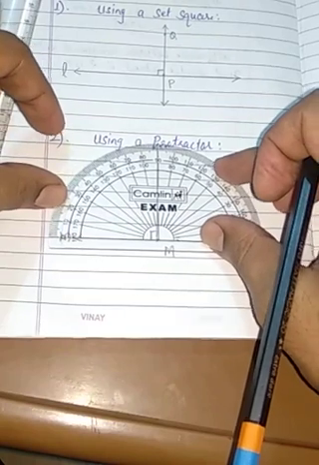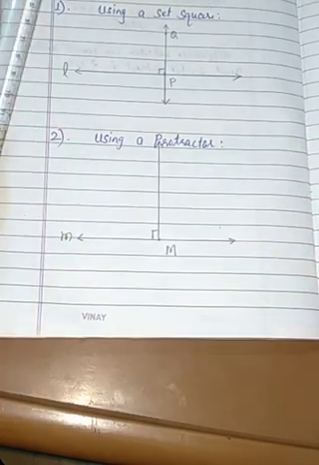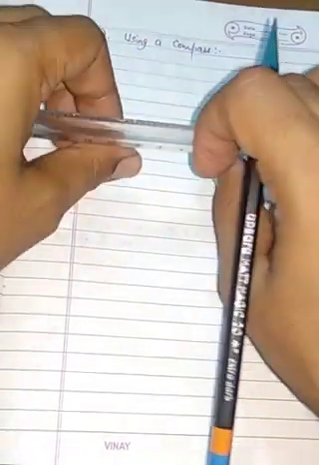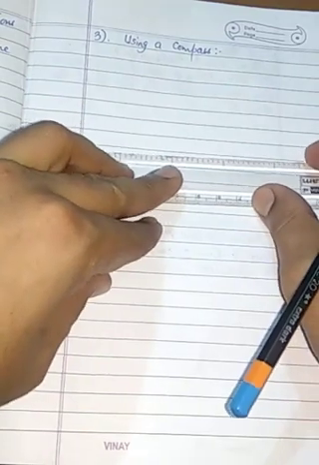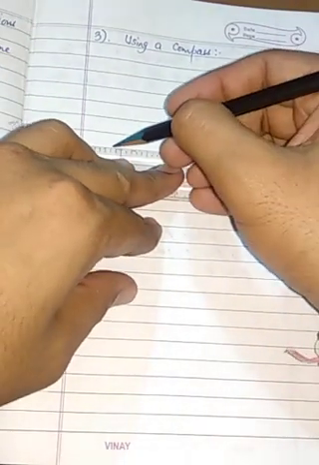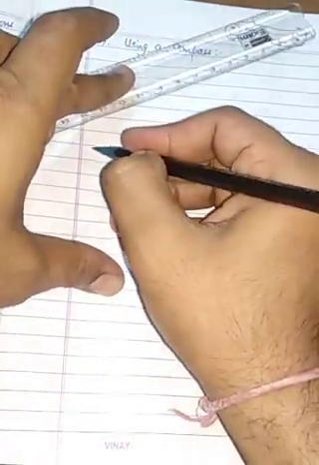So for drawing a perpendicular to a point on the line, you can use a set square, or you can also use a protractor. Okay, now we will see the third method, that is using a compass. First of all, again take a line. I will draw a line over here. I can name this, suppose, line L.